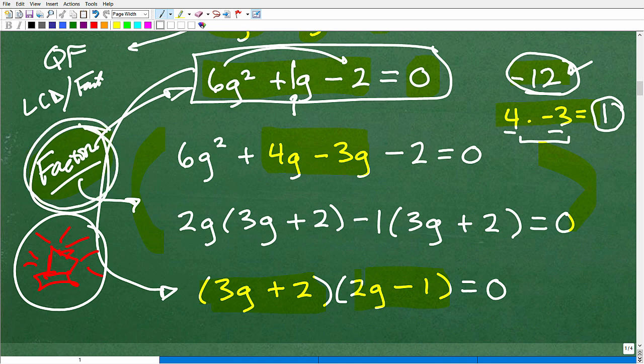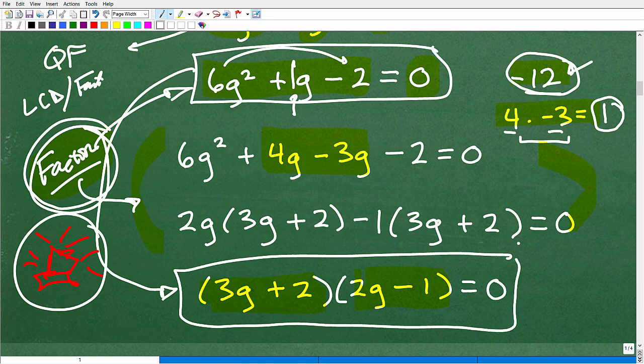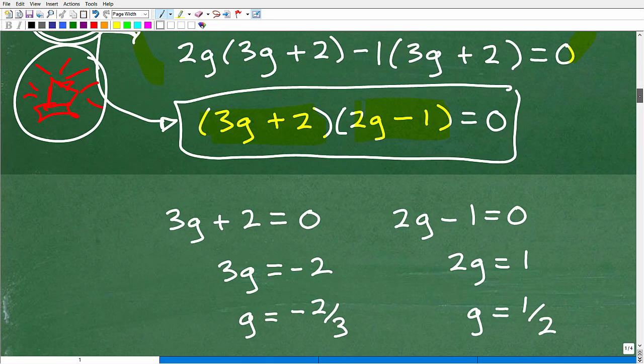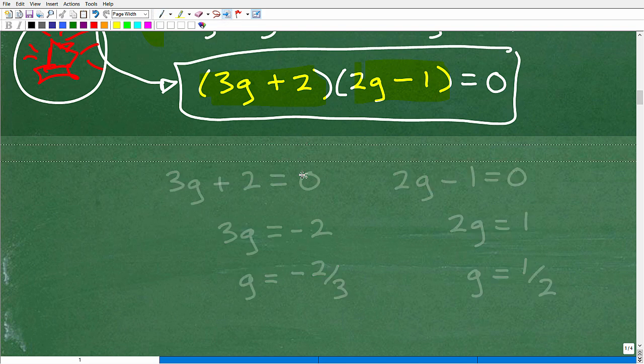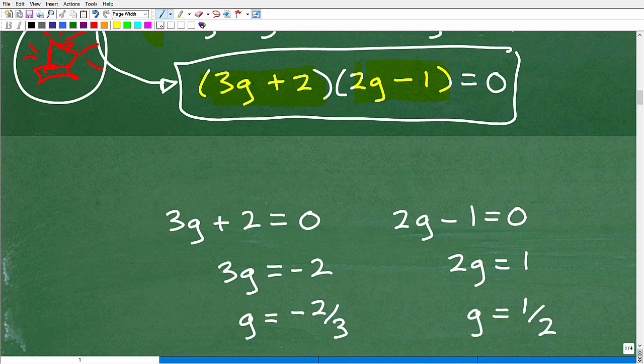Okay, so you've got to improve your factoring skills immediately. You need to be able to factor from here to here. Once I've got these factors, this problem becomes uber easy, because I can use something called the zero product property.